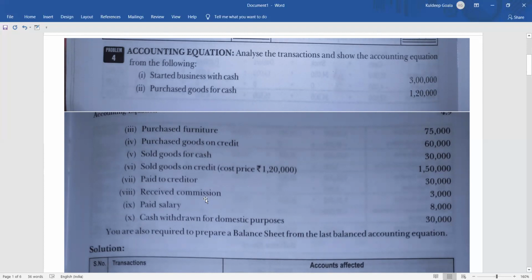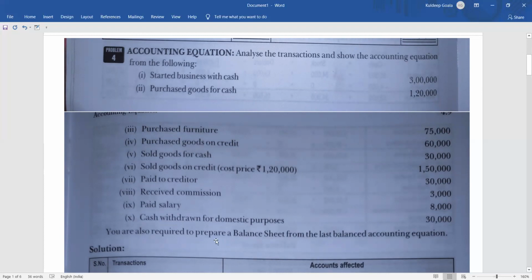Received commission. Now commission is a nominal account. For a nominal account we don't require any column because it doesn't fall in the direct part of the equation. It will be shown as a sub part. Since we have received the commission, it is a nominal income, right? Income. So it will be adjusted with capital. How? I will show you later. Then paid salary, it will also be adjusted with capital. Then cash withdrawn for domestic purpose, it is drawings. It is also adjusted with capital. I will show you when we explain it.